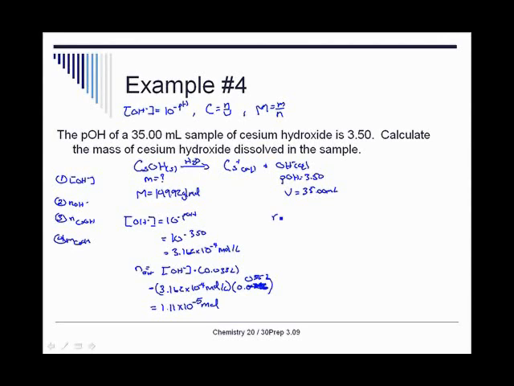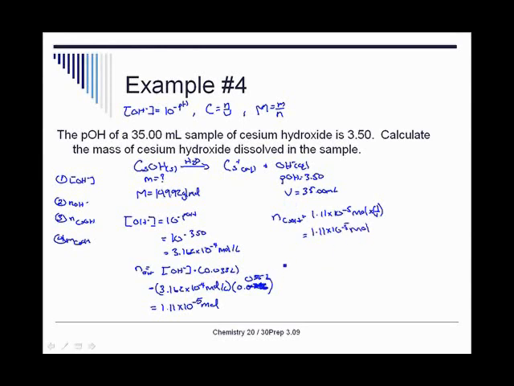We need to use our mole ratio now, so the number of moles of cesium hydroxide is equal to 1.11 times 10 to the negative 5 moles times 1 over 1. There's 1 mole of hydroxide produced when 1 mole of cesium hydroxide dissolves, so the number of moles doesn't change, 1.11 times 10 to the negative 5 moles.